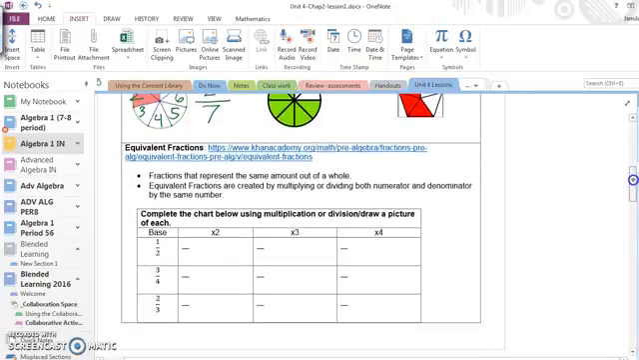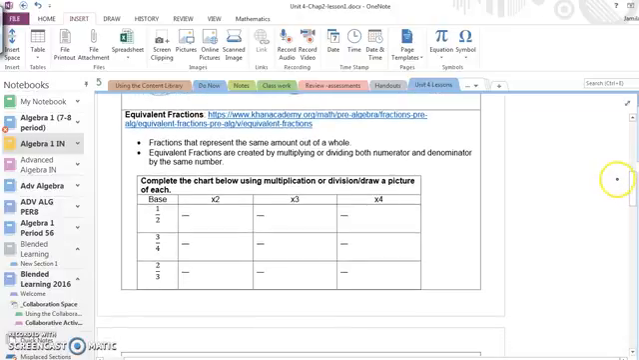Let's move down. So next we have equivalent fractions. Equivalent fractions are fractions that represent the same amount of a whole. Equivalent fractions are created by multiplying or dividing both numerator and denominator by the same number. So in our chart here, we have the fraction 1/2. If I multiply 1/2 by 2, I will create an equivalent fraction. Another term for this is taking the base fraction and raising it to higher terms. You will need to do this sometimes when you're trying to create common denominators, either to compare fractions or to add or subtract fractions. So it's important that you understand equivalent fractions.